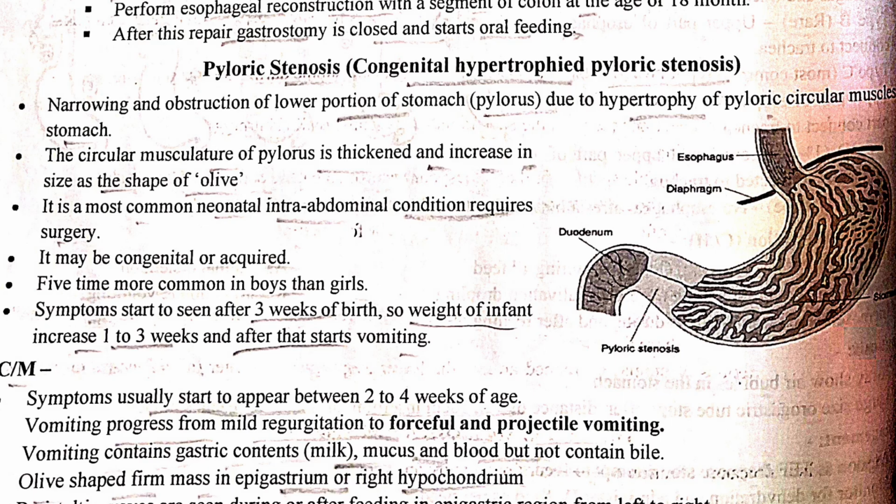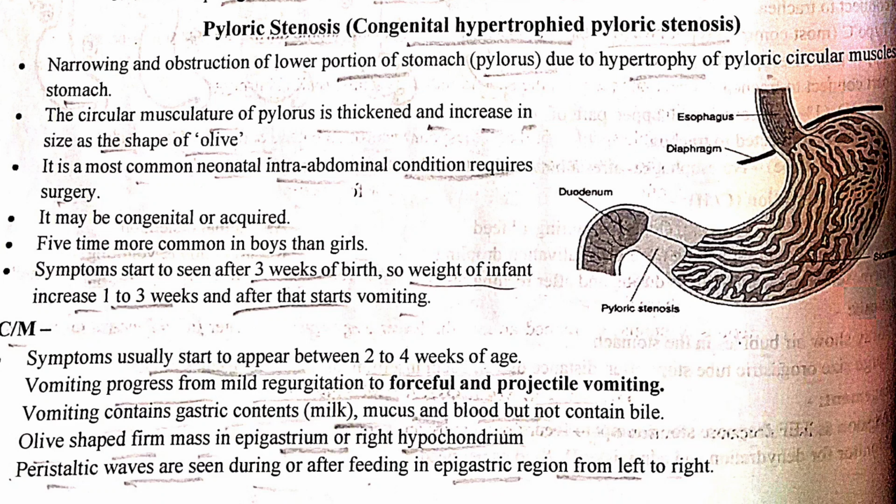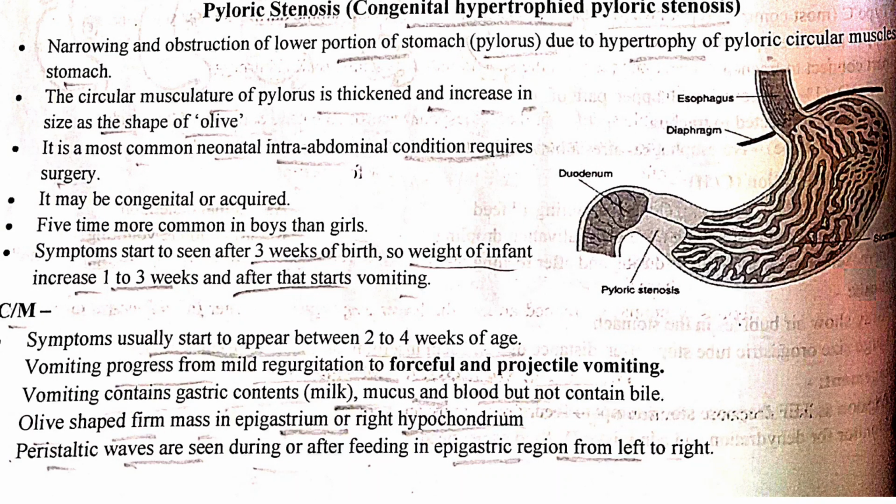Congenital hypertrophic pyloric stenosis: narrowing and obstruction of the lower portion of the stomach, the pylorus, due to hypertrophy of the pyloric circular muscle. The circular musculature of the pylorus is thickened and increased in size in the shape of an olive. It is the most common neonatal intra-abdominal condition requiring surgery. It may be congenital or acquired. Five times more common in boys than girls.